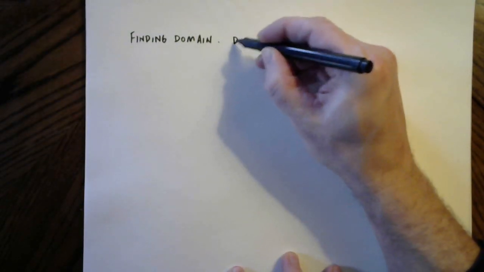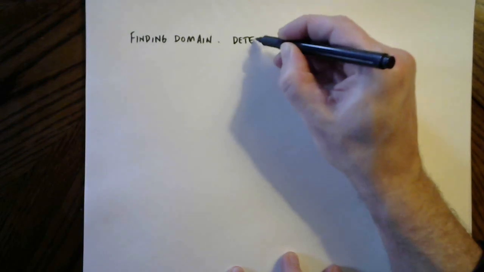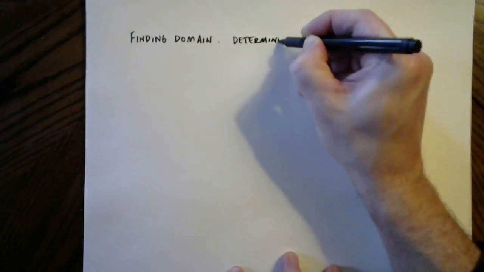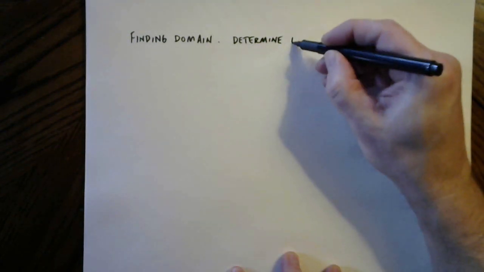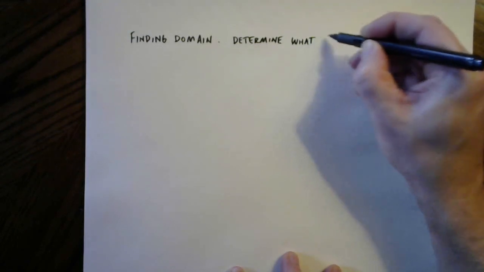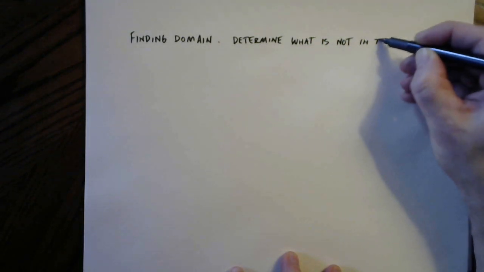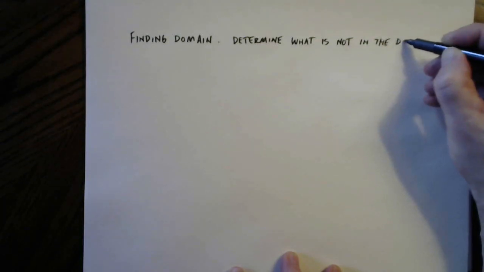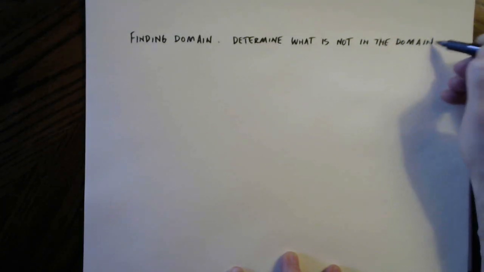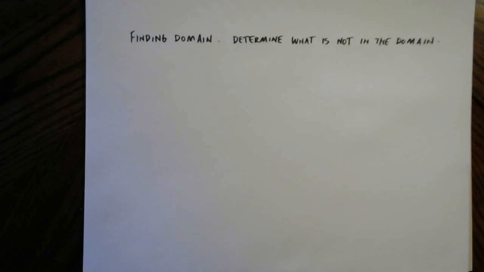But this is what we do. We actually do the opposite. Determine what is not in the domain. So you're going to pick out the bad apples, right? You pick out all the bad apples, and everything left you can eat.